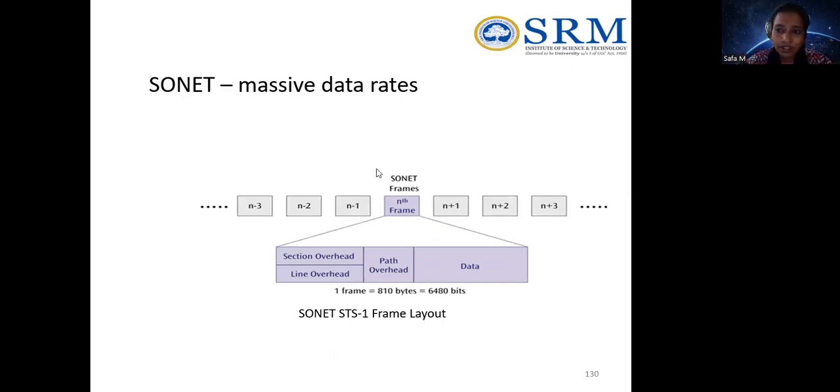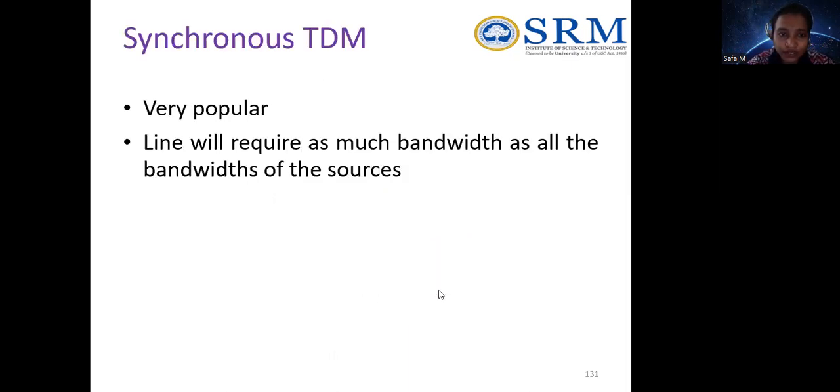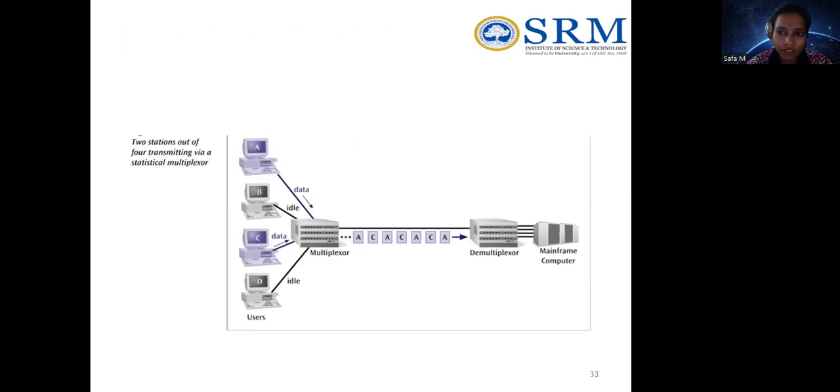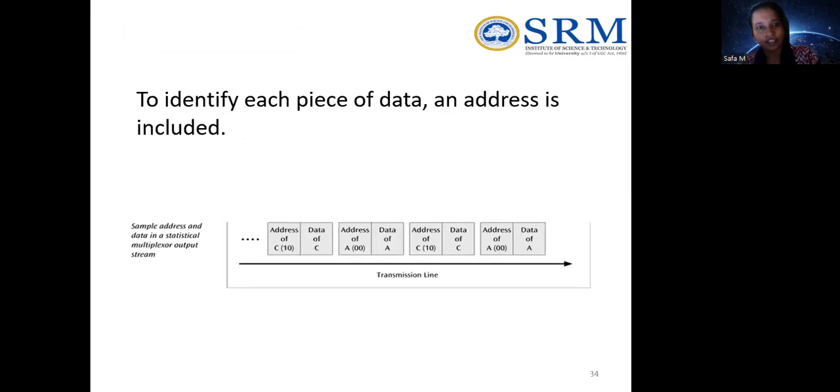So we have these frames, and the frames can take over the path overhead. Every frame has 810 bits, and in total 6480 bits are transferred. It's very popular when we need proper bandwidth for communications. So with two stations out of 4 transmitting devices, we can transfer the information. Wherever the data is there, that alone is transferred, and the rest can be idle.